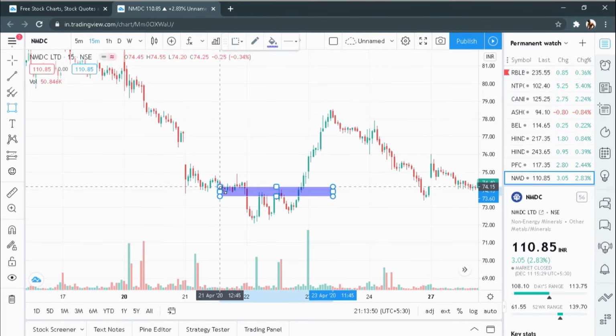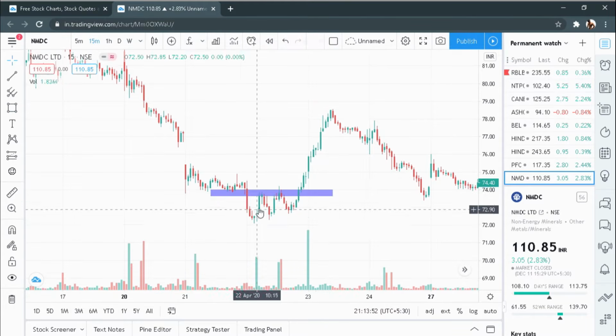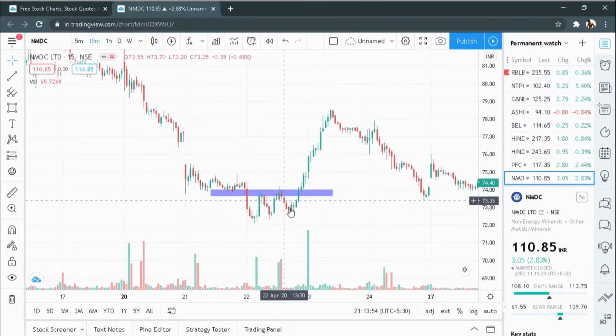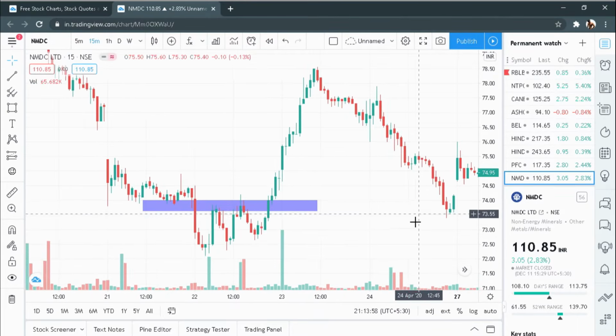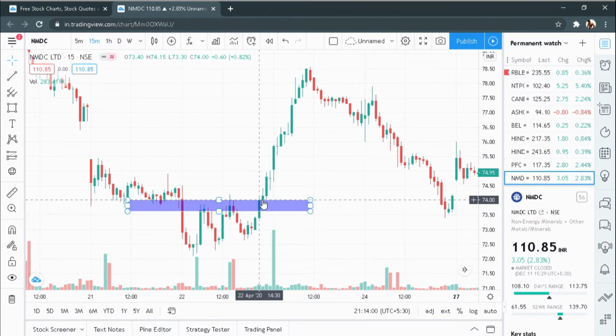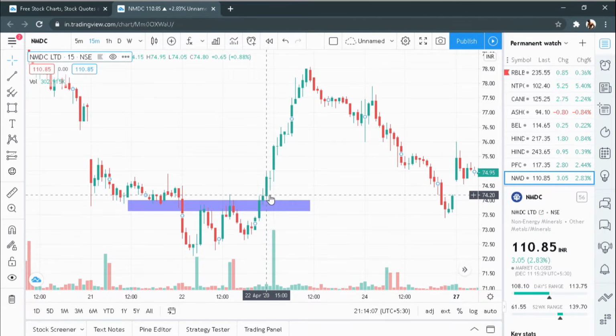You can see this is the neckline of the pattern, this is the left shoulder, this is the head, and this is the right shoulder. When it comes to the entry, we will enter after the pattern has been broken. This candle almost breaks the pattern, and then this candle opens above it. So we will enter on this candle to be specific. This candle will confirm it, and we will enter at the opening of this candle.